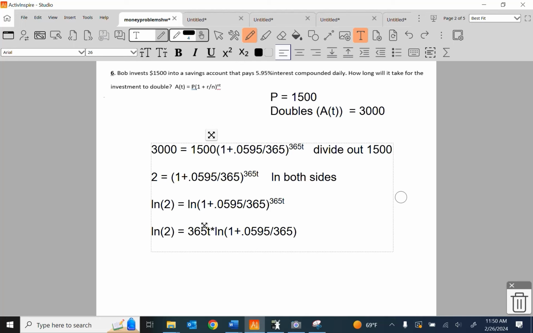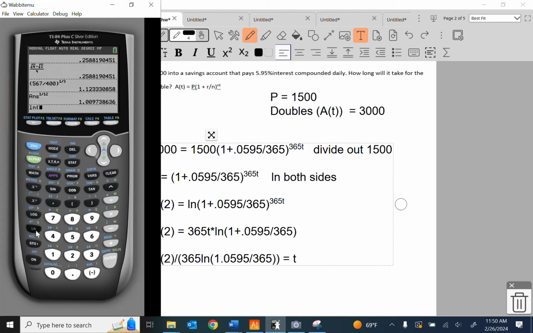Now there's one big step here. I have 365 times t and I have the natural log of this times t, so I'm going to divide them out. And my final answer, typed anyways, looks like this. That's t.